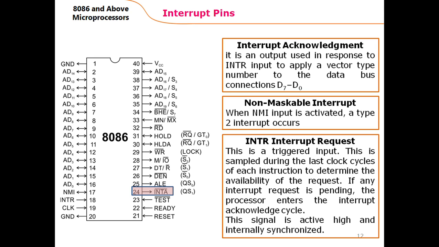So the microprocessor has 3 pins: interrupt request, NMI, and INTA, to receive interrupt requests and to acknowledge interrupts. And similarly, there are 2 flags: the interrupt flag and the trap flag, to enable or disable interrupts and the trap debugging feature of the microprocessor.